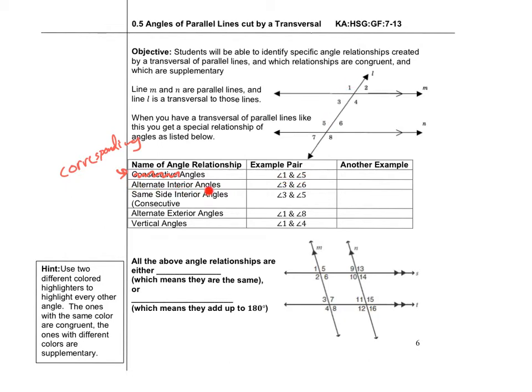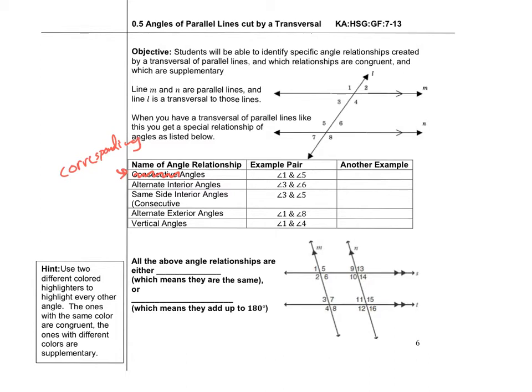The next one is alternate interior angles. And that name should be pretty self-explanatory. Alternate meaning that they're on alternate sides of this transversal. Interior meaning that they're inside these two lines. So the example they give you is 3 and 6. You can see they're on alternate sides of the line and they're both inside these two lines. So see if you can find another pair like that.